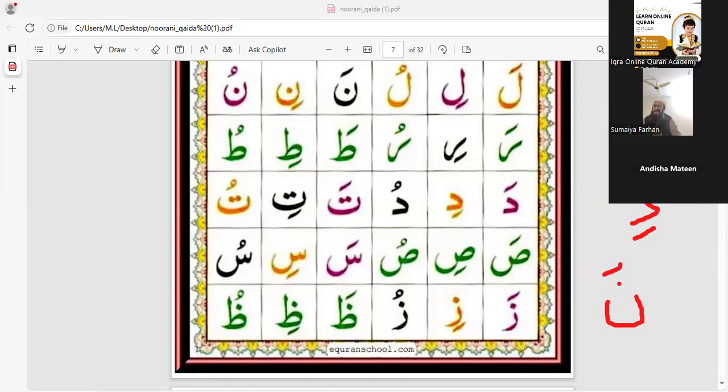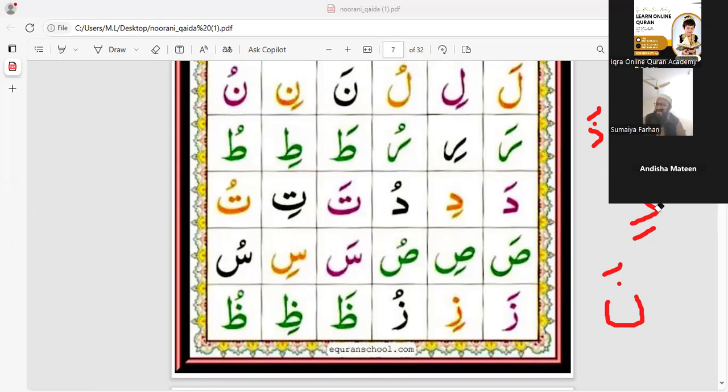Azaba, not azaba. This is noon. Hamza zabar A. Zal zer, zi. Join them. Read both together. Az. Not za. This is not zal zabar za. This is zal azi, zer. Azi. Yeah, azi. And then azina. Good.